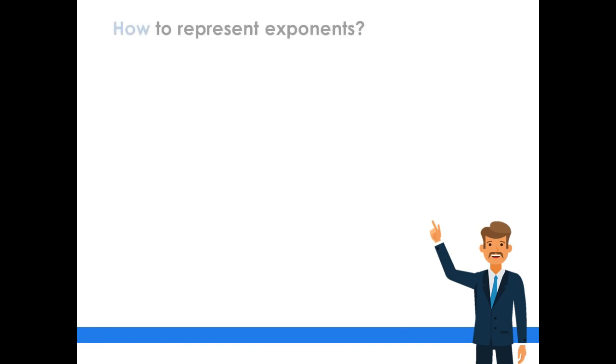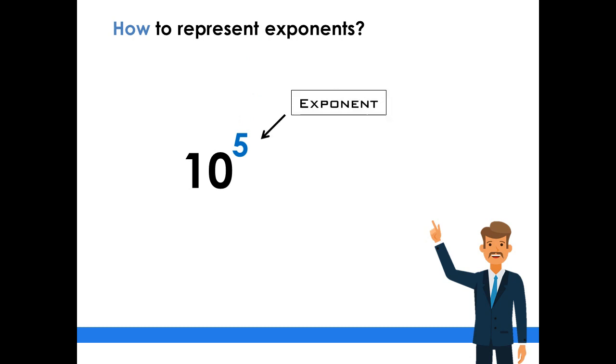How to represent exponents? 10 to the power of 5. Here, 5 is called the exponent and 10 is called the base. So 10 to the power of 5 is equal to 10 multiplied by itself 5 times.